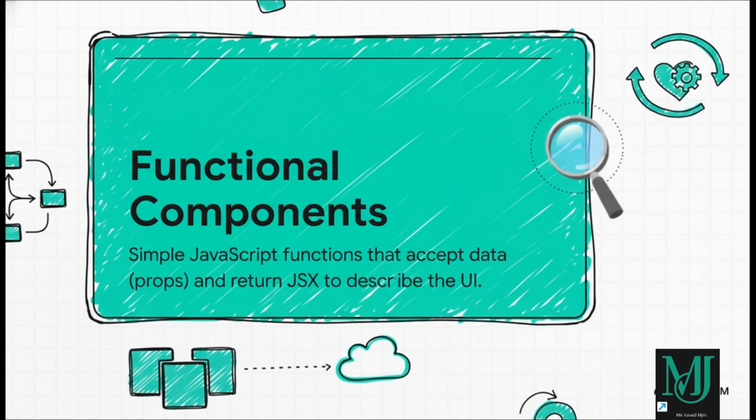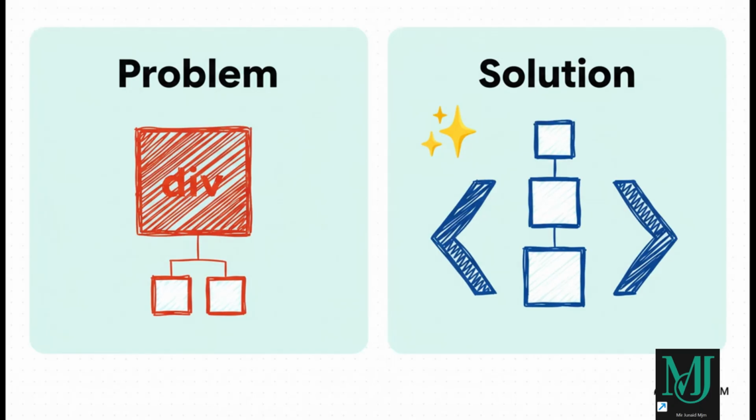Hooks, adding superpowers. The real magic of React components comes from hooks. Hooks let you use state and other React features right inside these simple functions. For example, you can use useState to make a counter or manage form inputs without writing a class. Hooks make components more interactive, powerful, and easy to maintain.